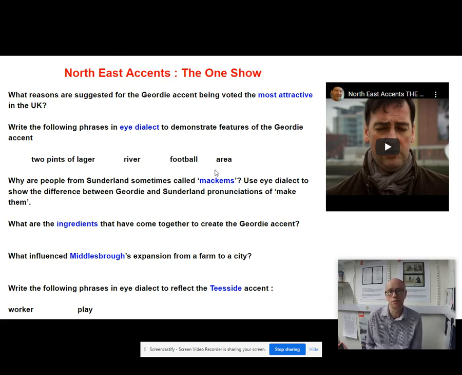Okay, so a combination of Anglo-Saxons and industrial expansion, put those together and you get something that approximates to a Geordie accent. You then move a little bit south, sort of a 50-mile drive down to the Tees, and there you've got the Teesside area with Middlesbrough.